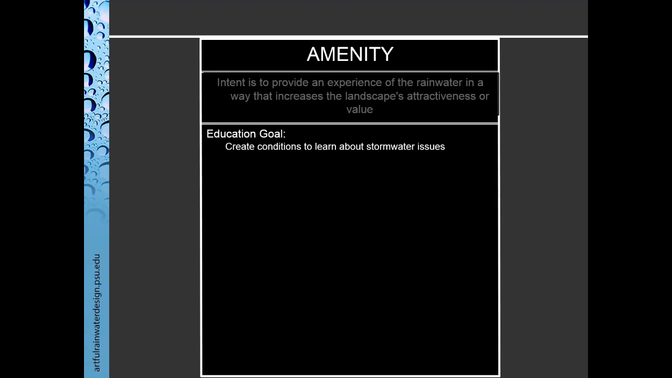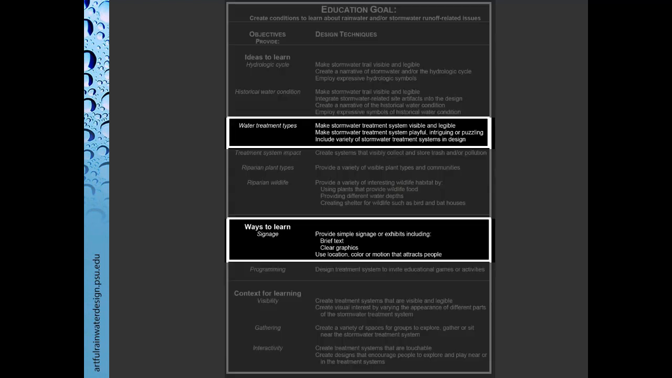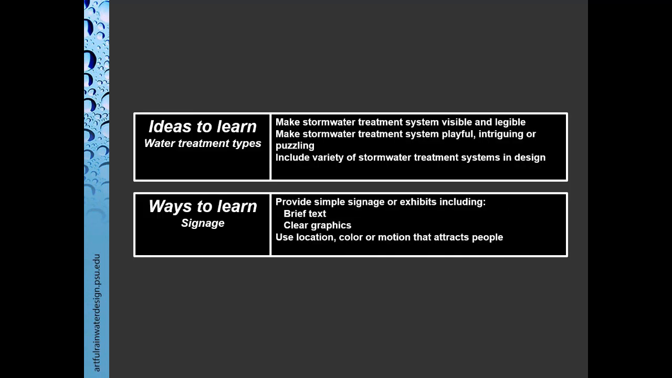Education. How do you create conditions to learn about stormwater issues? Basically, how do you teach other people? We found that there were a lot of objectives and design techniques. In objectives, there were ideas to learn, there were ways to learn, and there were contexts for learning. Today I'm only going to talk about two of them with you. Under ideas to learn, we're going to talk about water treatment types, and under ways to learn, we'll talk about signage. So these are the two, and we're going to use one project to talk about them.